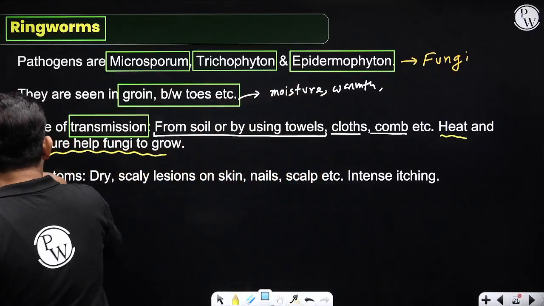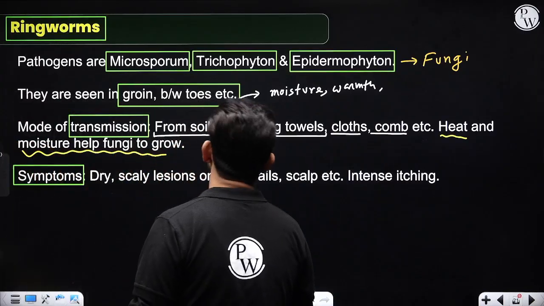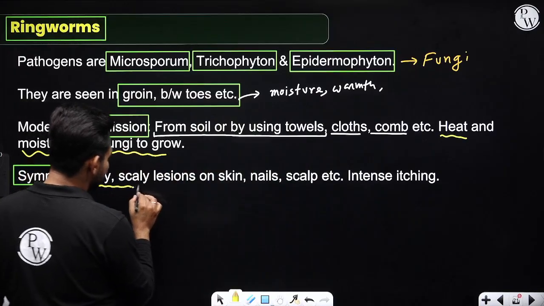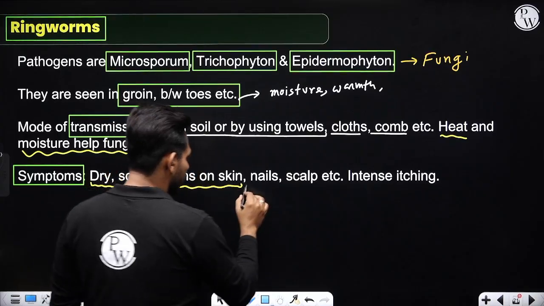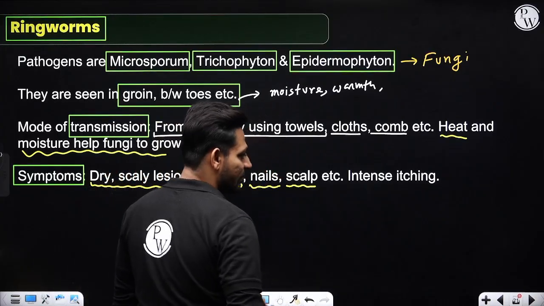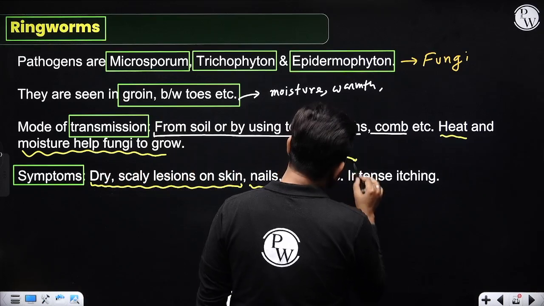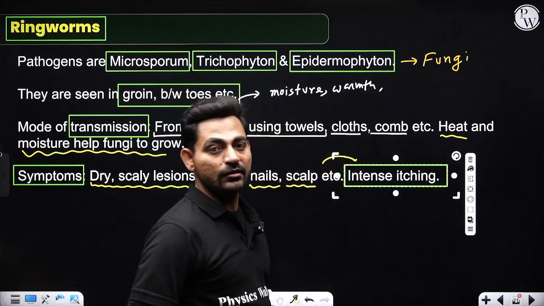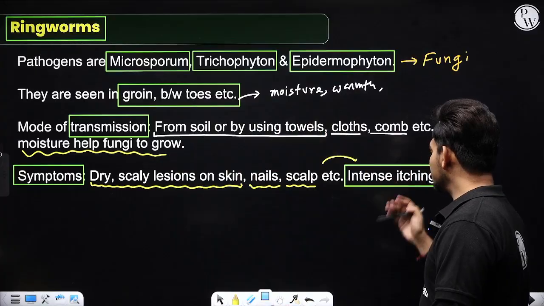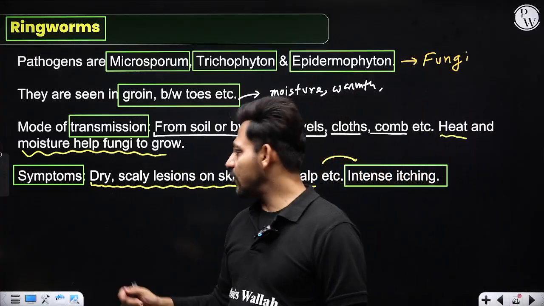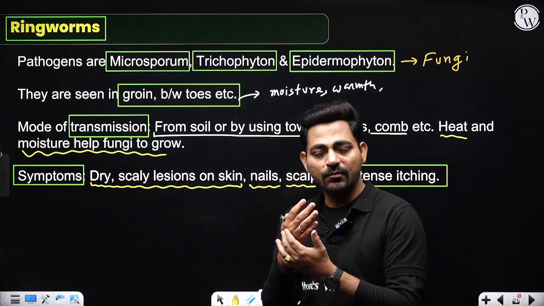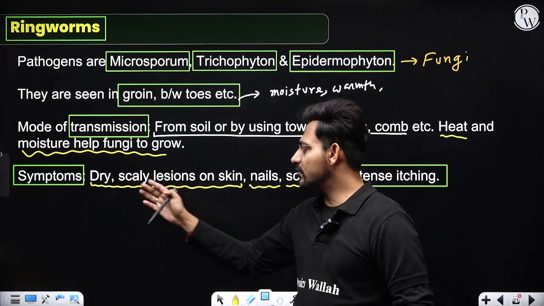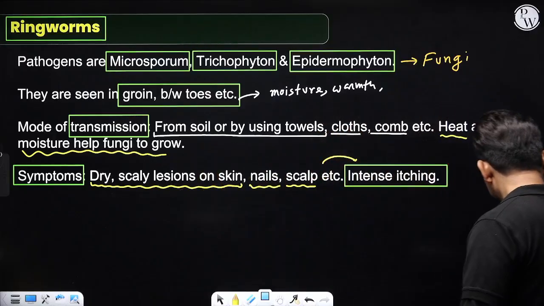Now if you are affected by Trichophyton or Epidermophyton, what will be the symptoms? You can observe dry and scaly lesions on the skin, nails or scalp, accompanied by intense itching, what we call khujli in Hindi, right? So there will be intense itching, and obviously the appearance of coin-like, ring-like structures with dry scaly lesions.